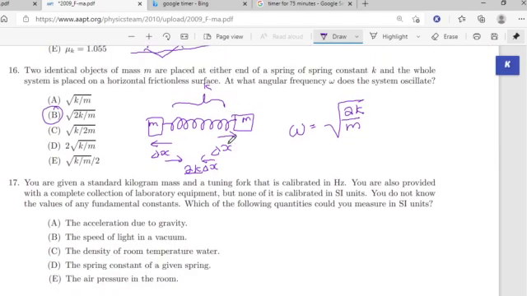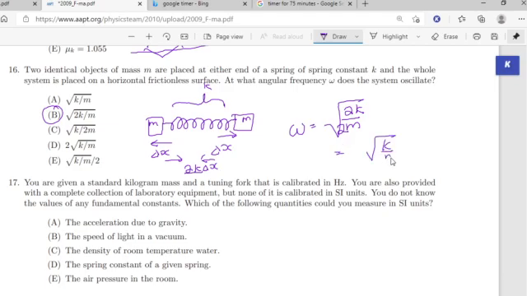Actually, wait, no, because there'd also, wait. Actually, then it would be 2m, which means it would just be k over m. So never mind. Yeah, okay, I almost got tricked there.